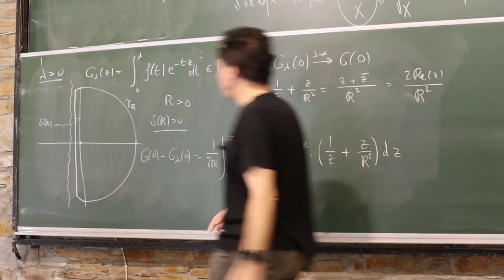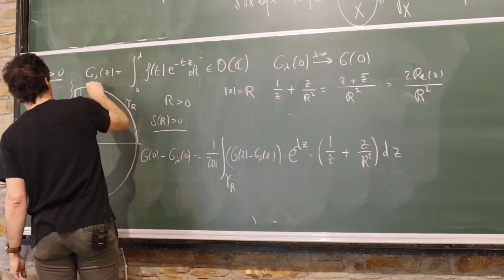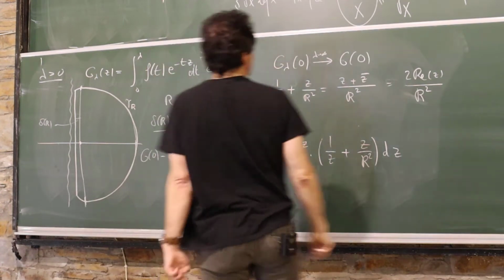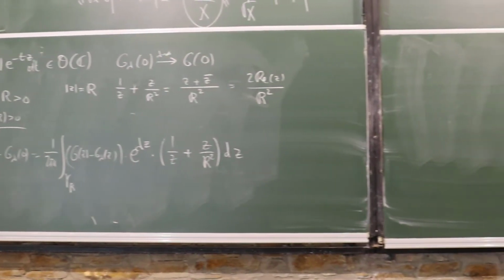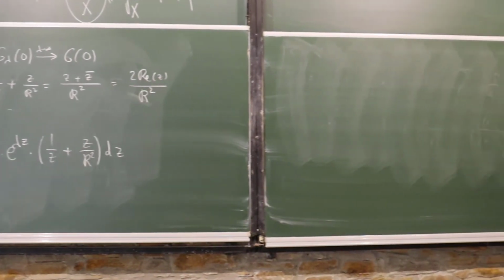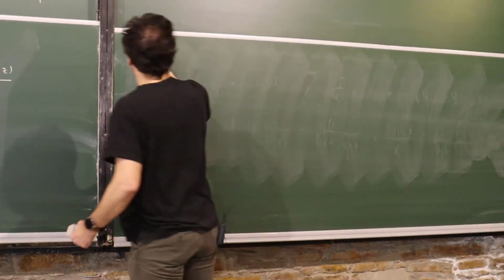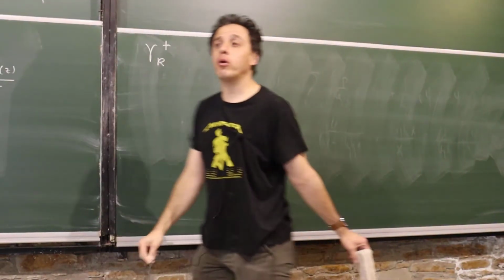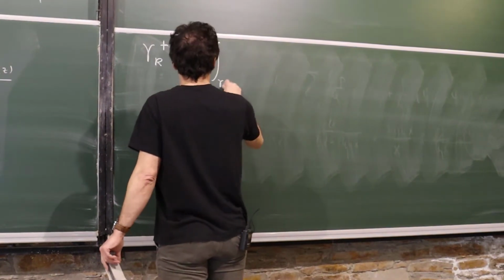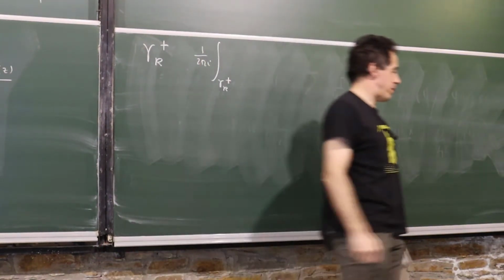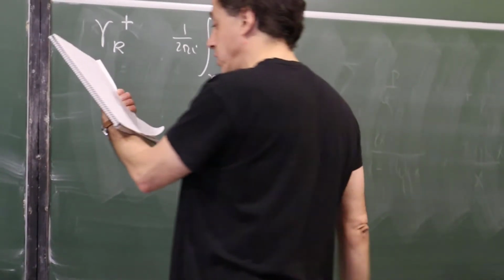For instance, the first integral we are going to consider is this part here, the integral along gamma r plus. We are going to denote gamma r plus the right hand side of this path. So we are going to consider the expression over this path. And so you can bound this integral. So how can you bound this integral?